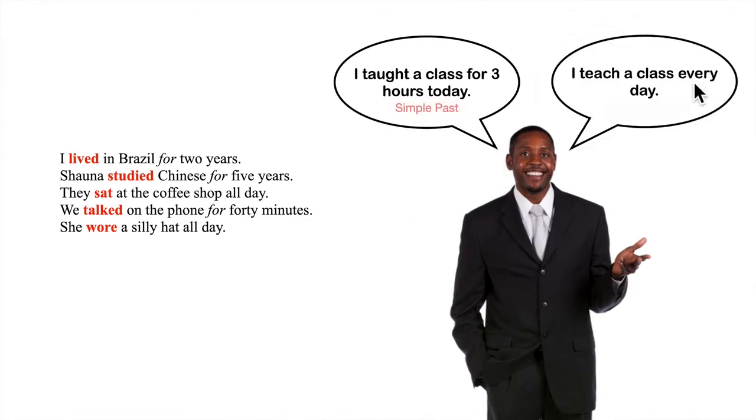I teach a class every day. So this one is the simple past: I taught a class. I teach a class. In this case, simple present. He's saying that he teaches a class every day, but this one is in the simple past, and we've added some information like how long during the day he taught his class, 3 hours.